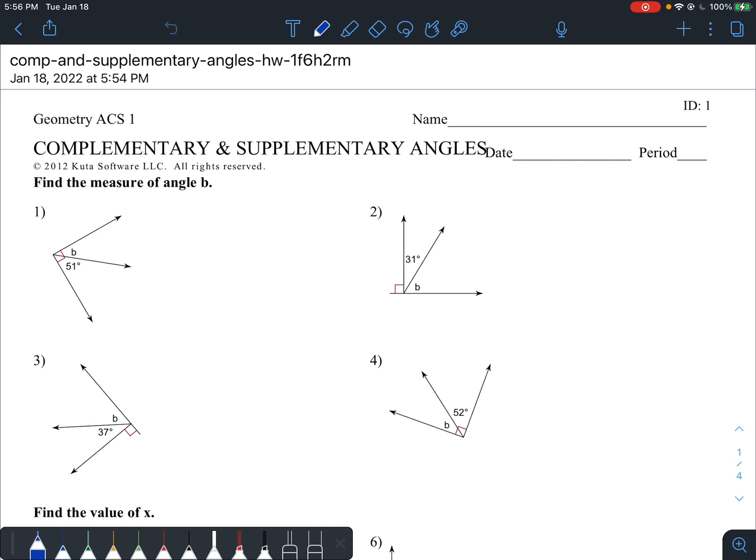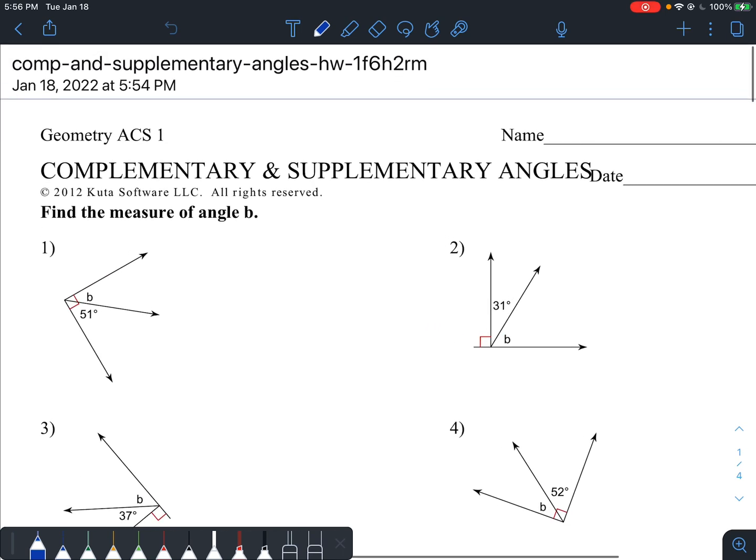Okay, so for complementary and supplementary angles. Now, complementary angles means these are two angles that add to be 90 degrees. So, angles that add to 90 degrees. Supplementary are angles that add to 180 degrees.